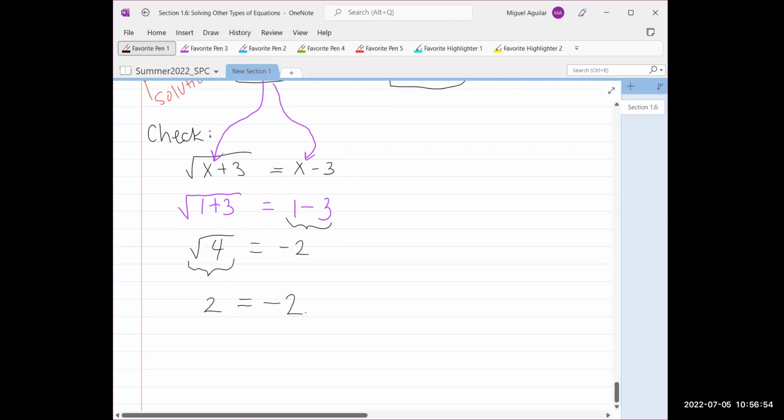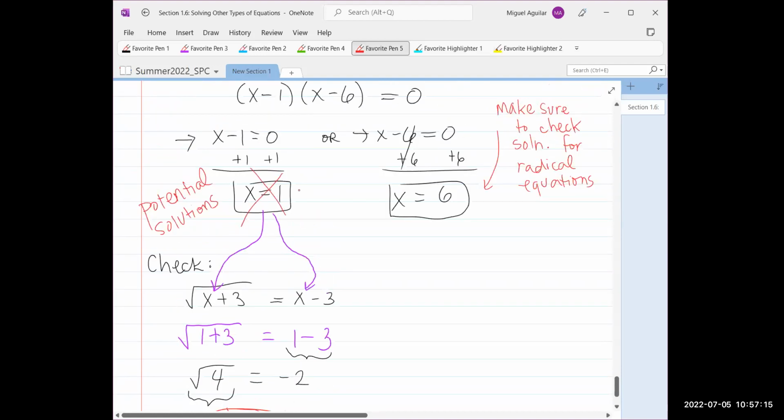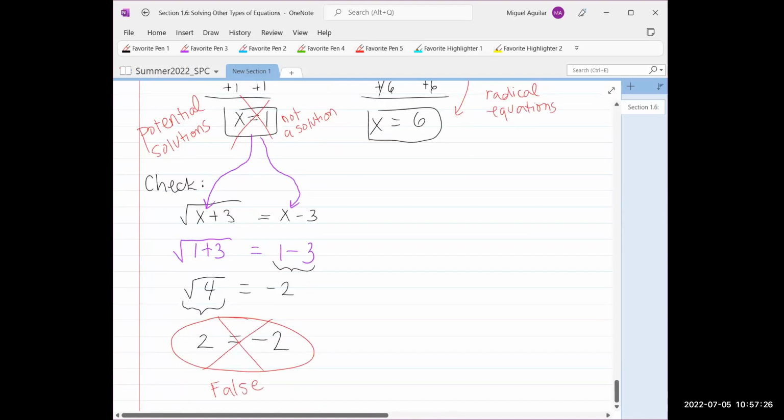And now I have a statement that says 2 is equal to -2. Is that a true statement? No. This is not true. And since this potential solution led to a false statement, that means it cannot be a solution. Does that make sense? Yes. Okay. We have to check the other one.